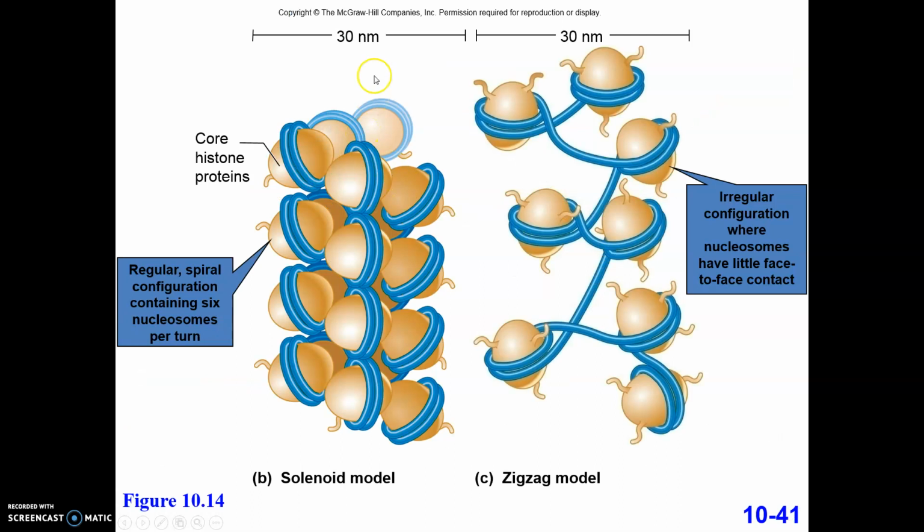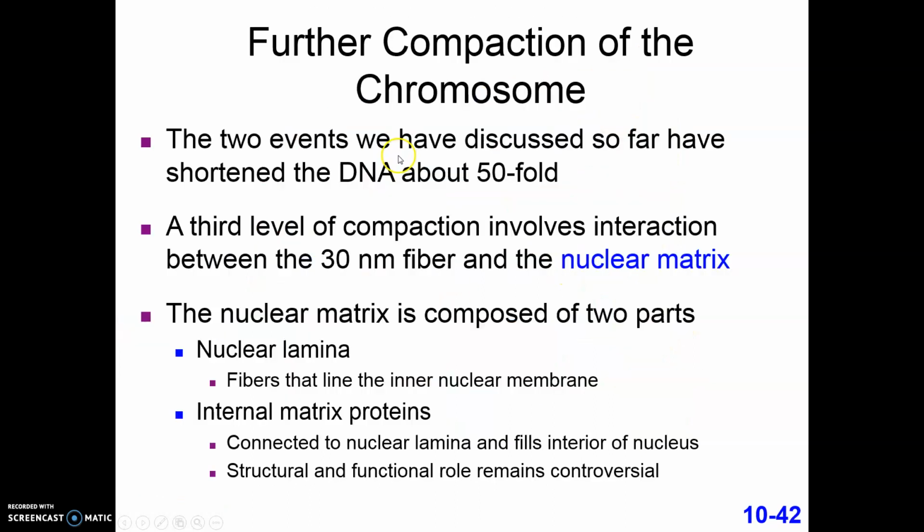And then it condenses into these 30 nanometer fibers, again, the structure of which we are a little bit unclear. But both of those two events have shortened the DNA by about 50-fold. Right? The third level of compaction involves the interaction of this 30 nanometer fiber with the nuclear matrix. All right, so what is the nuclear matrix?